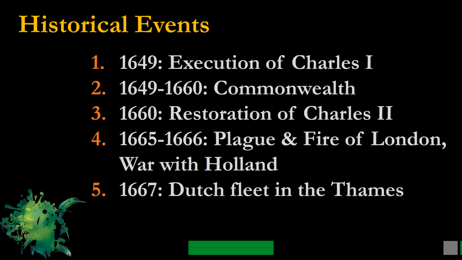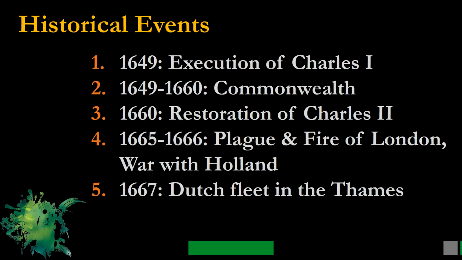Next, we have 1667, Dutch fleet in the Thames. Now, this Dutch fleet in 1667 is important because for the first time in home waters, the English Navy was defeated very severely, and it was one of the worst defeats of the English Navy by the Dutch Navy. Many ships were attacked in the river called Thames. Thames is the river in London, in England. So this Dutch fleet in the Thames becomes an important historical event.